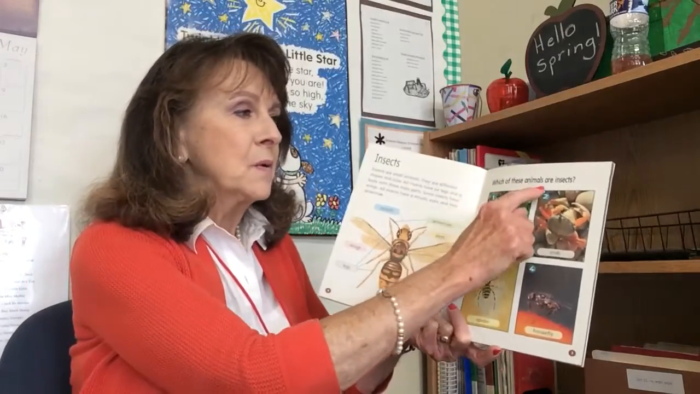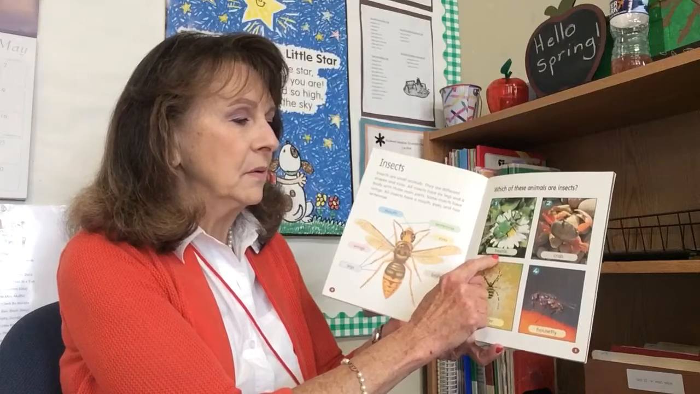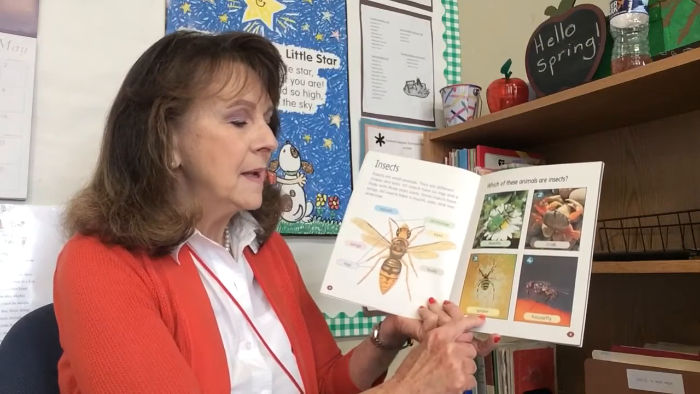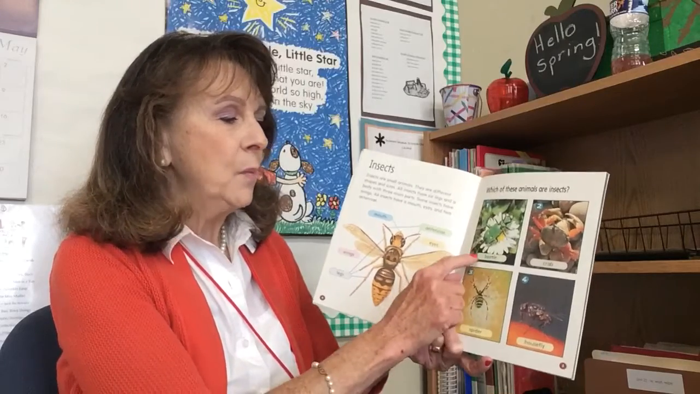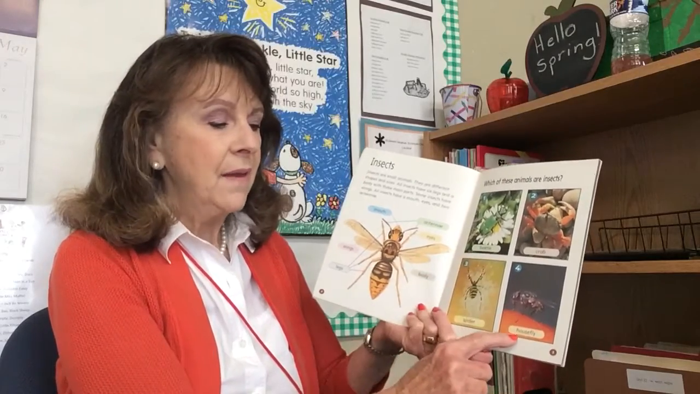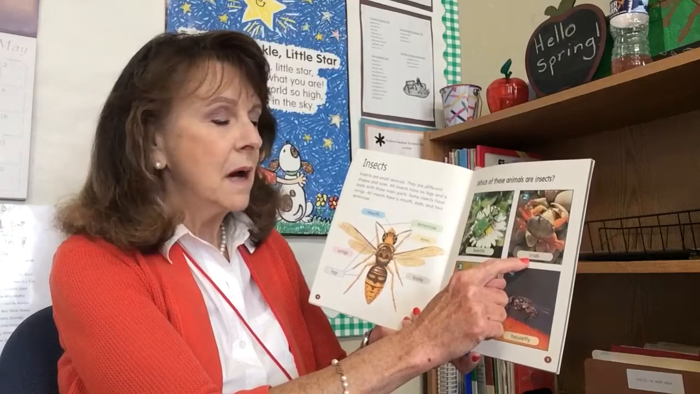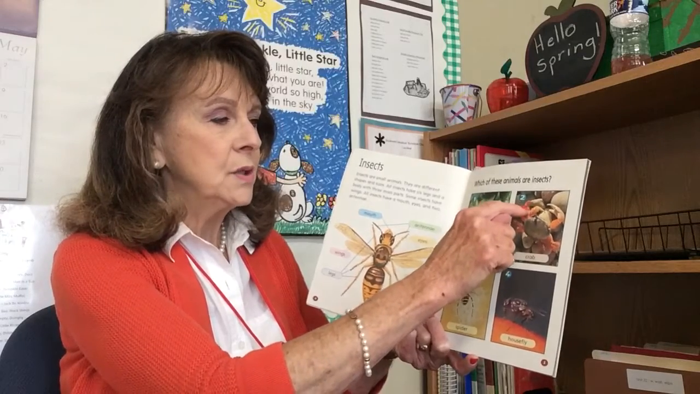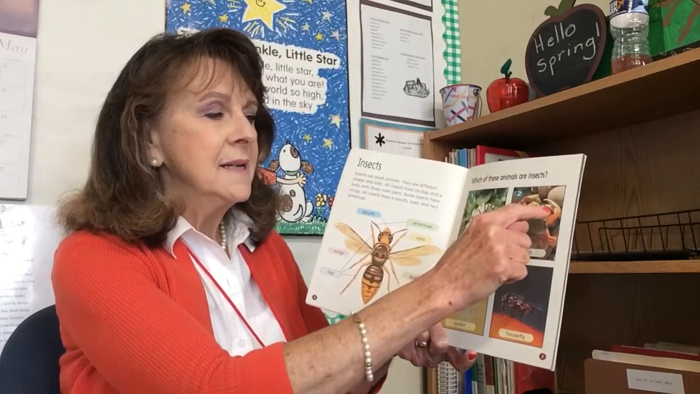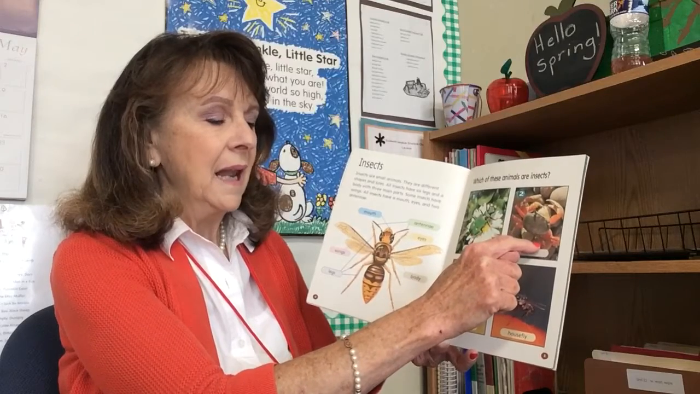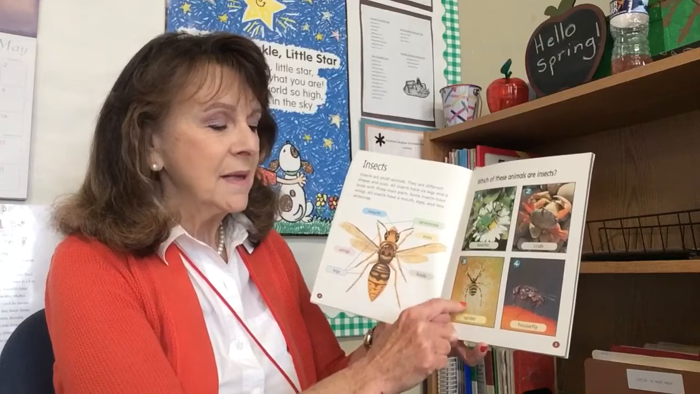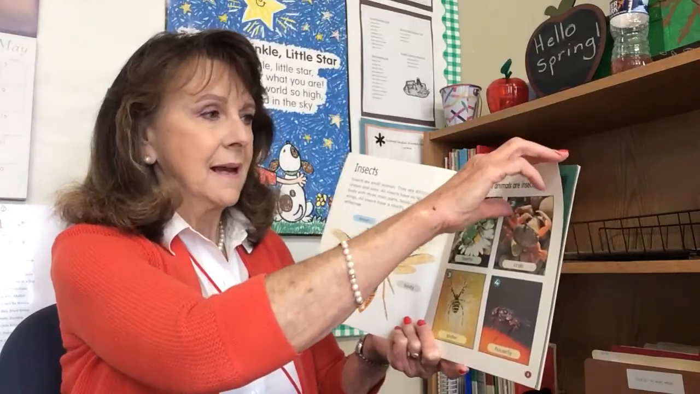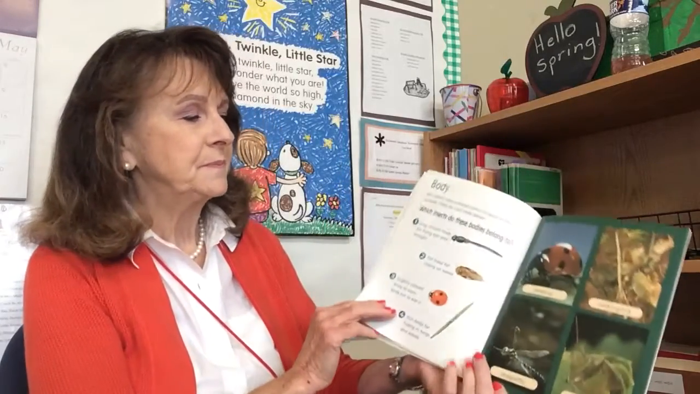Which of these animals are insects? Here's a beetle, a crab, a spider, and a housefly. Okay, I hope you guessed a beetle and then a housefly. A crab is not an insect because it has 1, 2, 3, 4, 5, 6, 7, 8 legs. And then a spider has 4 plus 4, it has 8 legs, so it's not an insect. It's in a different family.